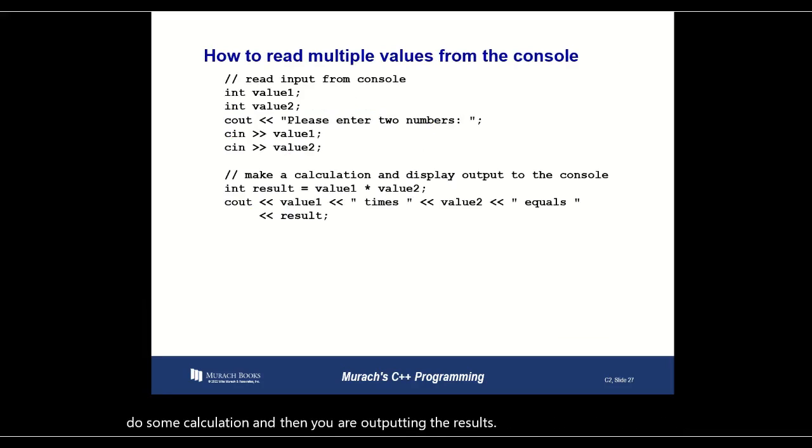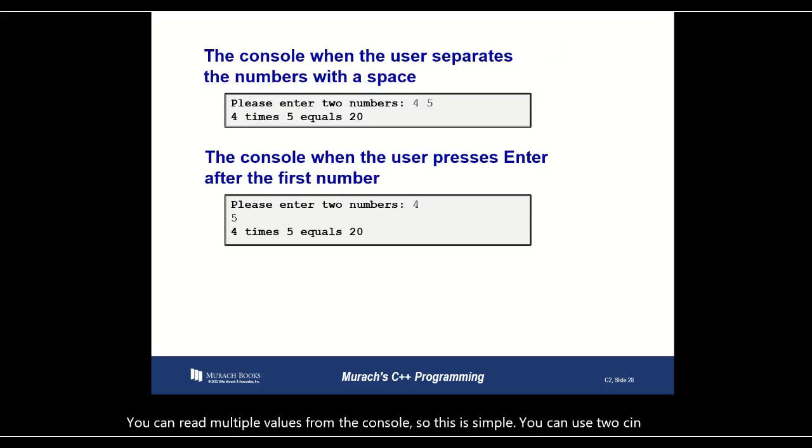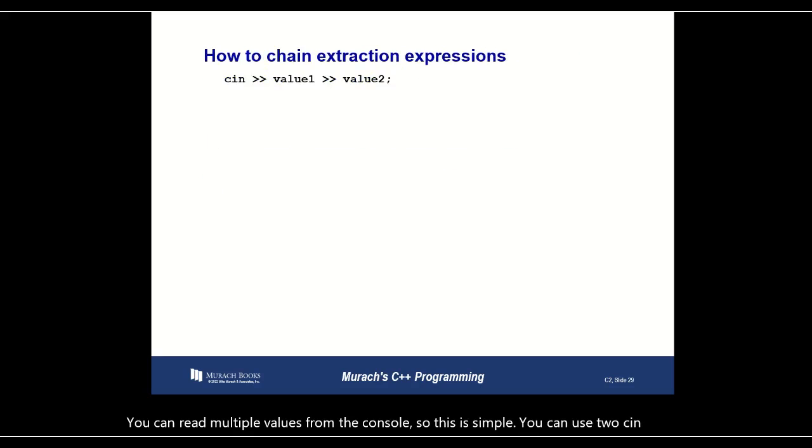You can read multiple values from the console. So this is simple. You can use two cin statements like this one, or you can use a single cin statement like here. You could read it as cin value 1, cin value 2 using two statements, but you can do it as a single statement as well. But there is some issue with these cin directives. We are going to discuss that.